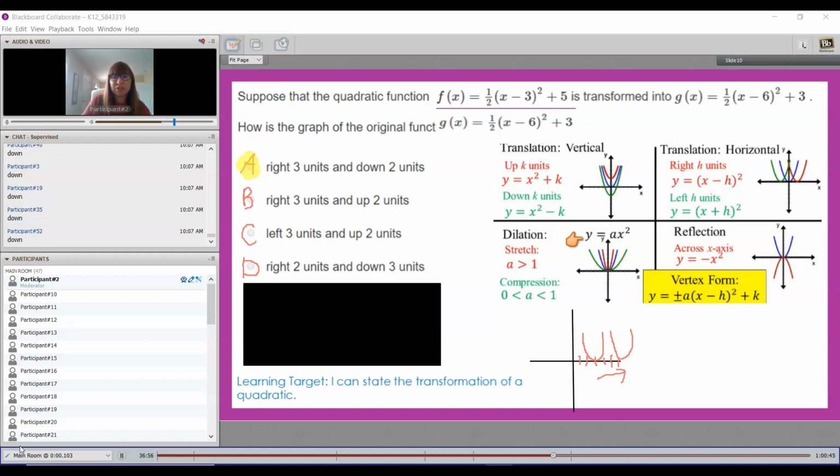Don't forget that we can also have stretches and compressions. That's based on if that A, that number in front, is greater than 1, or if it's less than 1 but greater than 0. So we're looking for fractions here, okay? So be on the lookout for fractions. Like this one here had that 1/2 in front. That would have told me that it was a compression. And then the other thing that you can also think about is if you have a negative in the front of your input, it can also reflect across the x-axis.